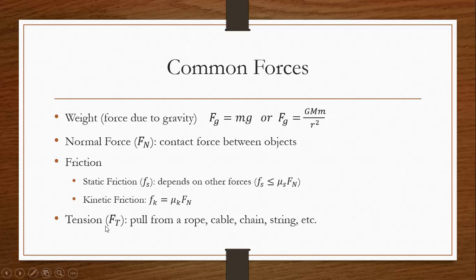And the last of the common forces we come across quite frequently is tension, and I use Ft to signify tension. That's any pull from a rope, cable, chain, string, wire, whatever it happens to be. Tensions are always pulling forces because ropes, chains, cables, strings, and wires can only pull objects. You can never push an object with a rope. So it always pulls in the direction of the rope.